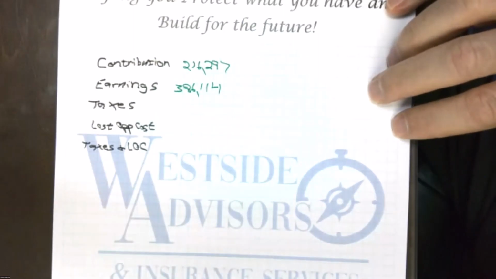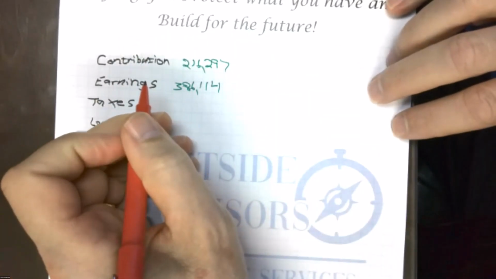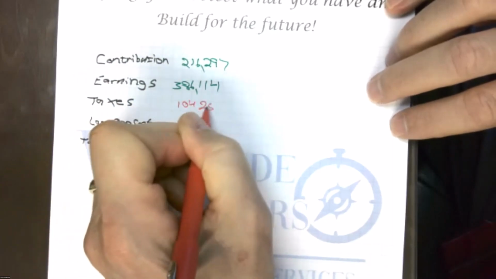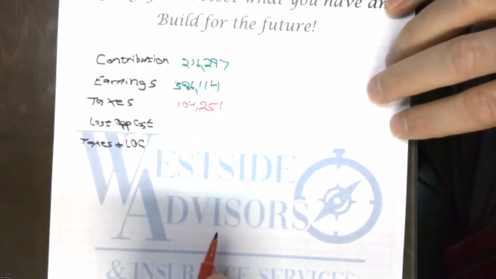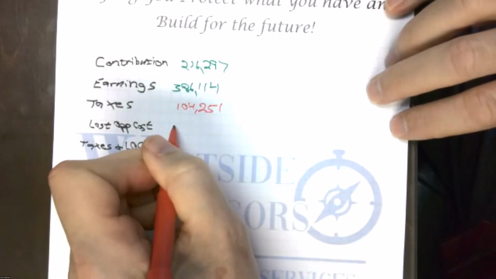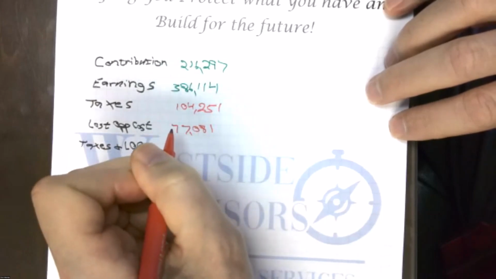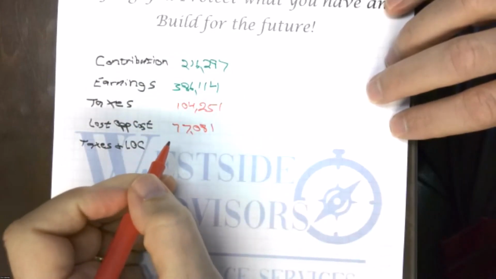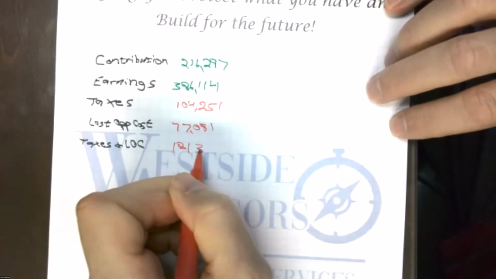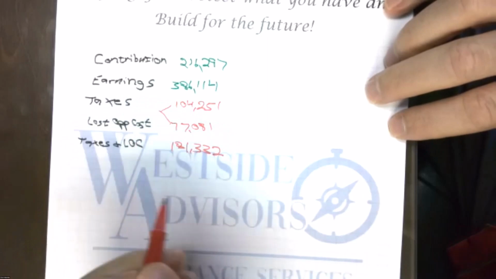Now, they also, along the way, they paid $104,251 of taxes. And because they paid those taxes, they gave up or lost an opportunity to earn $77,081 on those taxes. So when we add those two numbers up, their total tax and lost opportunity cost was $181,332. That's the combination of these two figures together.